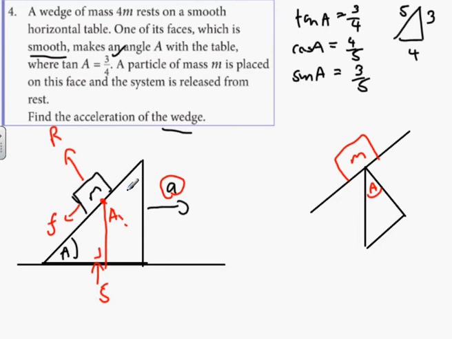Okay. Now that that's done, what we have next is we got to break it up into its components. So it's mg going directly downwards because its weight has to go directly downwards. We're going to have mg cos A and mg sin A going down and to the left. Is that right? So mg cos A being 4/5 and mg sin A being 3/5. So 4/5 mg and 3/5 mg.